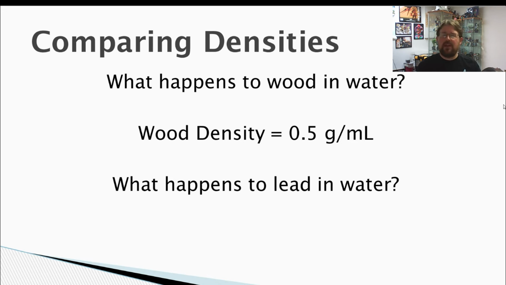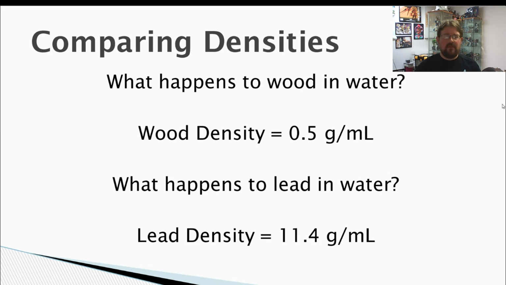Now, if it's going to sink, what do you think that means in terms of the density? Do you think that metal, or in this case specifically lead, is more or less dense than water? Hopefully you said more, because lead is 11.4 grams per milliliter. Lead is over 10 times more dense than water is, and that's why lead sinks. That's also why we say something like, it works like a lead balloon, because lead's really dense. It's not going to float really well.